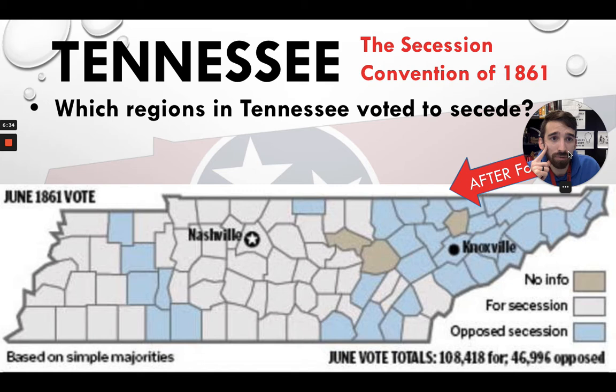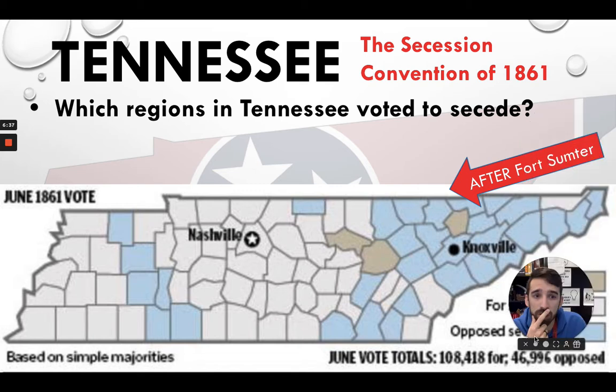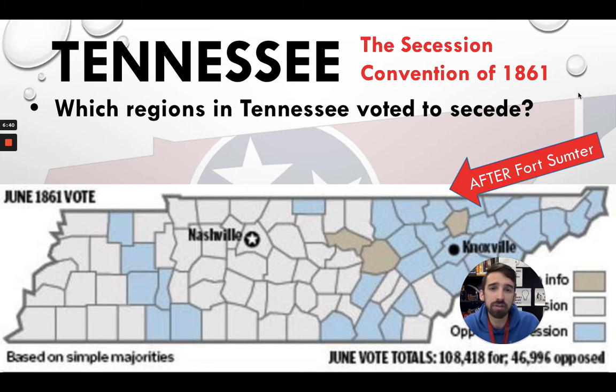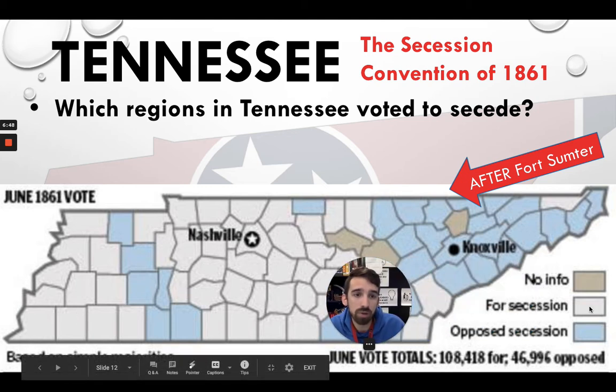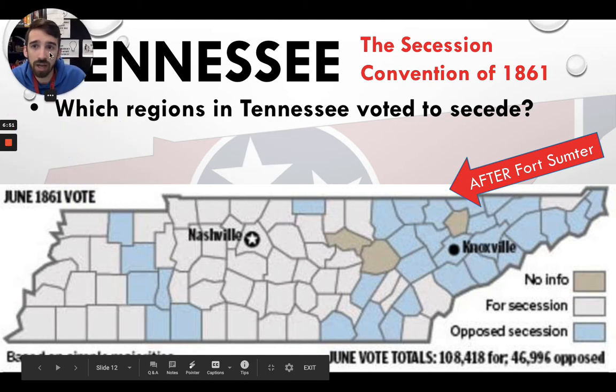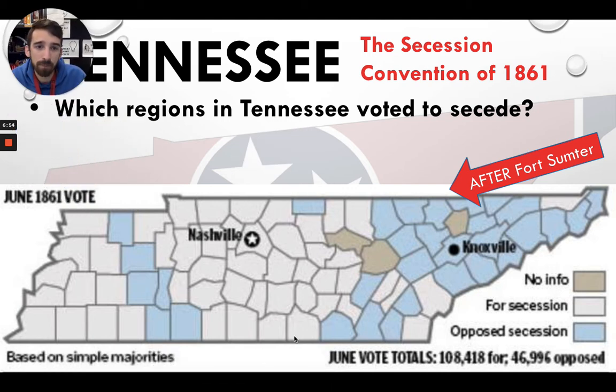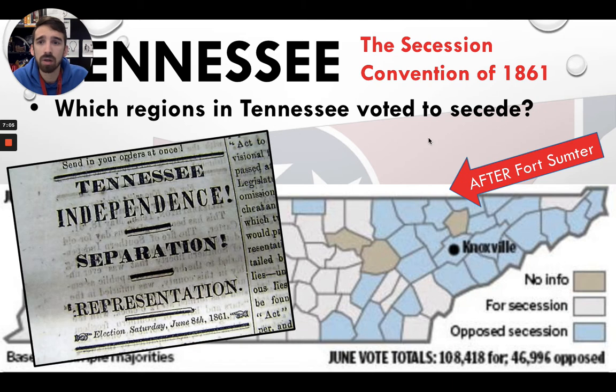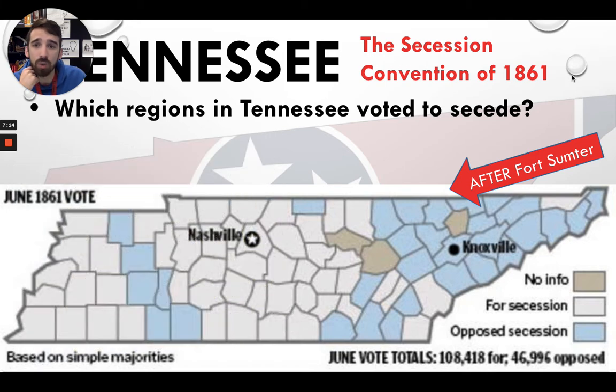So this is the secession vote of 1861. Looking at this, which regions in Tennessee voted to secede? Let's start with West Tennessee. Do they vote to secede or to stay? They're mostly gray, so they vote to secede. Let's look at Middle Tennessee. Do they vote to secede or stay? Yeah, they vote to secede. What about East Tennessee? East Tennessee votes to stay, but they get overruled. So Tennessee does vote to separate. They vote to secede after the Secession Convention of 1861.